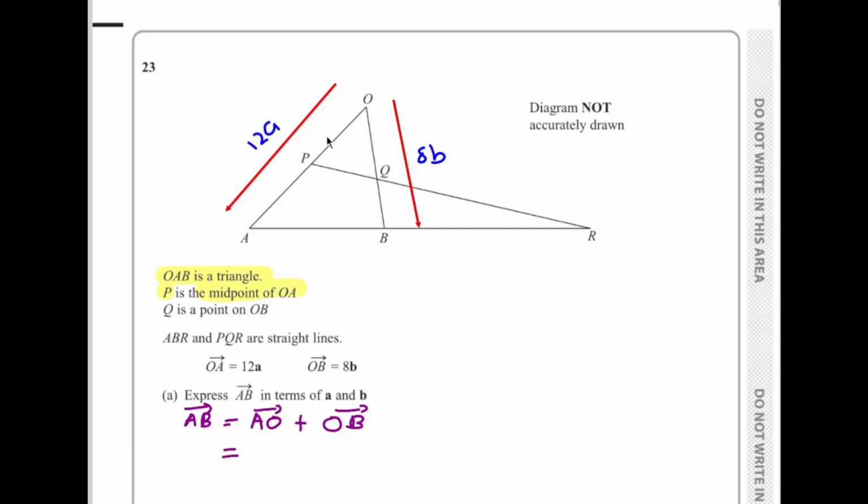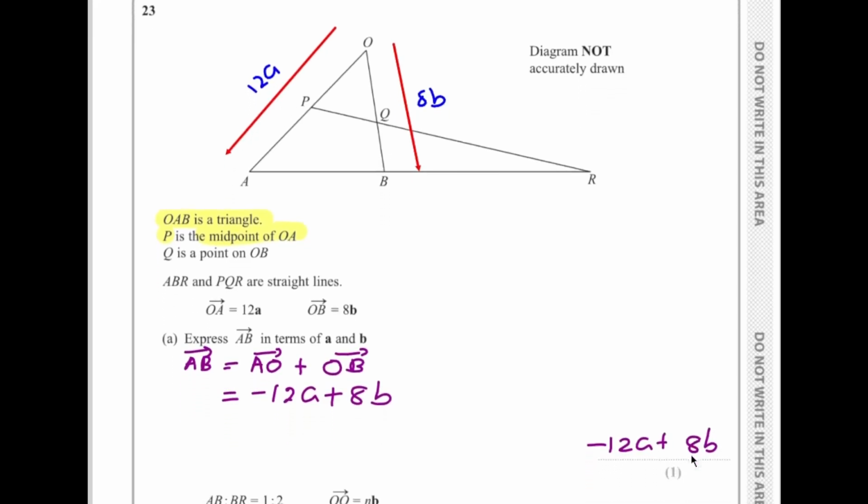So AO, I'm moving along this way, but originally I have been given the vector this way. So order matters. Therefore, this one becomes minus 12a. OB, I'm coming to this side, so it is OK. Therefore, it is 8b. The answer becomes minus 12a plus 8b. So 1 mark for that.